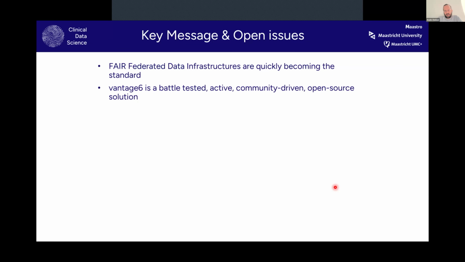So the key message of Vantage 6 for me is that it is a FAIR federated data infrastructure. As you can see, we're basically doing every project like this, so it's becoming the standard, at least for us, working in the clinical data and in the imaging domain. Nobody wants to share that data anymore, and so that's there. Vantage 6 has been a long-going, battle-tested thing. And we are really doing it with real patient data in real hospitals on a global scale, and it's community-driven open source. So we firmly believe that this works. It certainly isn't the best, but it does work.